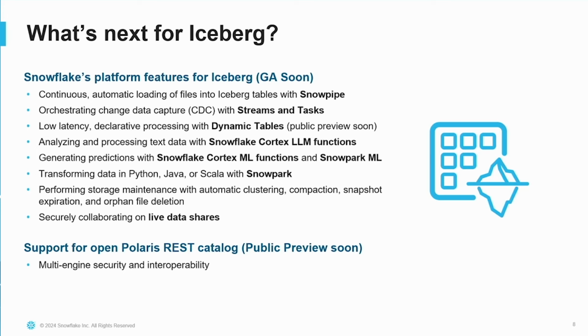And of course, Polaris, the REST catalog, is going to be coming soon, and that's going to be completely open source, and it's going to allow for further interoperability at a more fine-grained ability to access the data within Snowflake or outside of Snowflake with Iceberg.